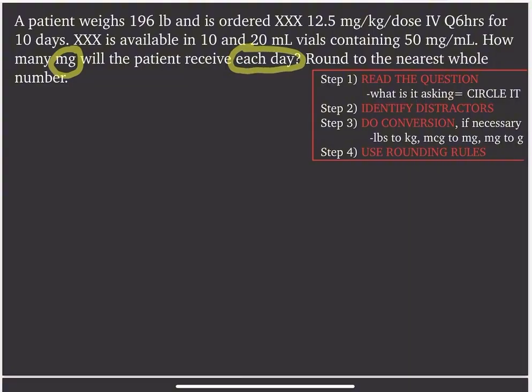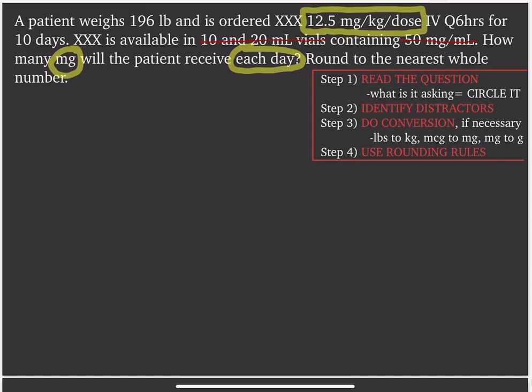Step 2 is identify the distractors. Okay, so the question is asking how many milligrams is the patient receiving. So we would not use 10 and 20 milliliter vials because the question is not asking how many vials. We also will not be using 50 milligrams per 1 milliliter because the question is not asking how many milliliters will you be administering. So the only thing that we are going to be using is the weight and how many doses they're receiving every day.